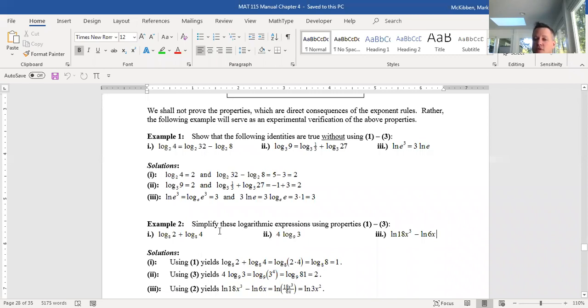Right, so these rules, if you can see, they actually are beneficial in the sense that if you apply them, sometimes we're able to get a nice simple answer rather than trying to compute each of these separately. So that's one of the benefits of them.